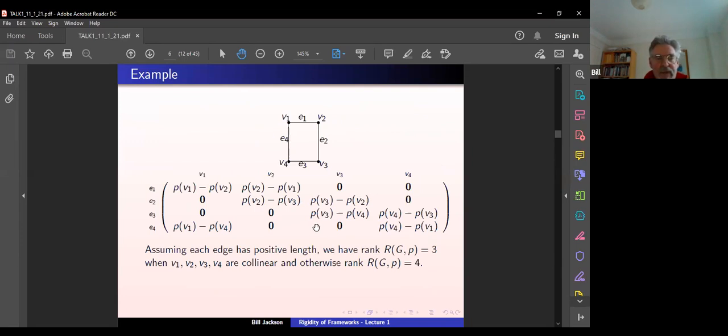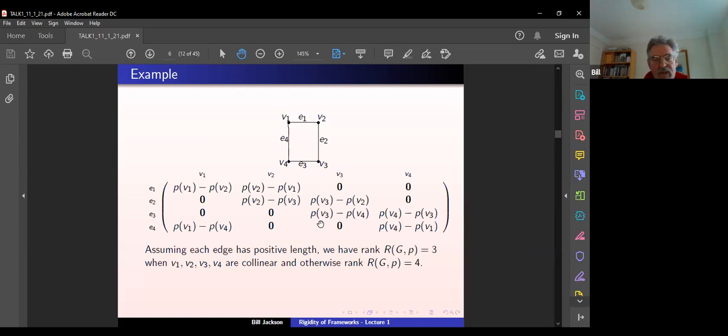So if, assuming that none of the vertices are on top of each other, so these p(v_i) minus p(v_j) entries are all non-zero, then the rank of this matrix will be 3 if all 4 vertices are collinear, sorry, and otherwise it will be 4.